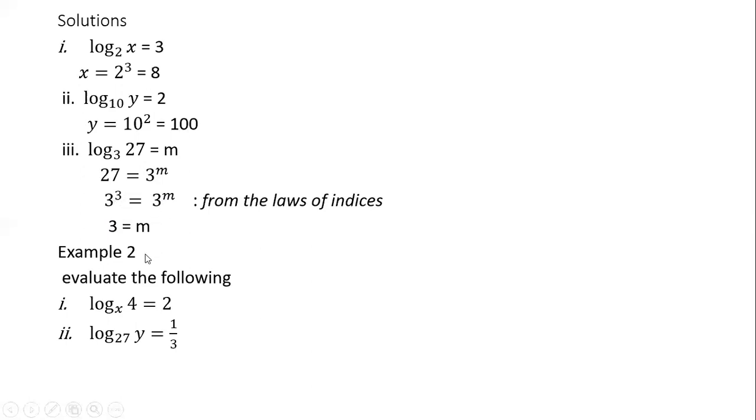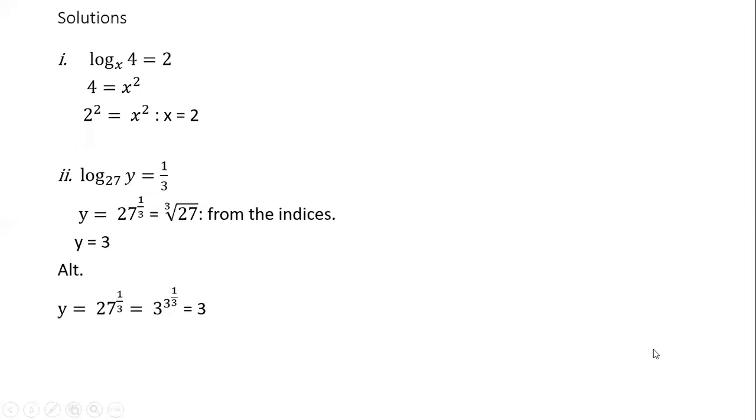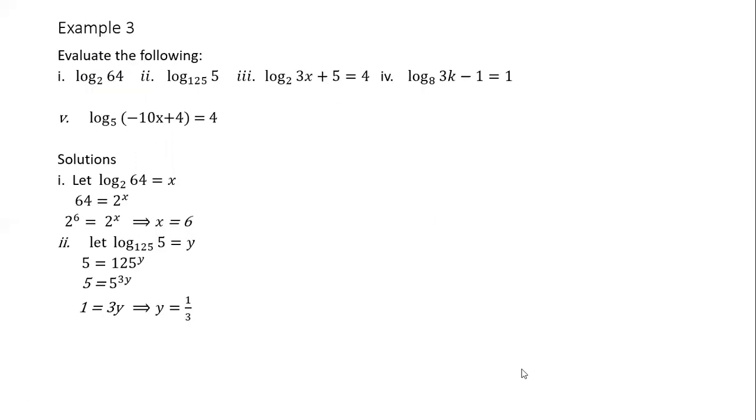Okay, let's see another example. Evaluate the following. One: log base x of 4 equal to 2. Two: log base 27 of y equal to 1 over 3. Let's look at the solutions. Log base x of 4 equal to 2. By sending the base to the right, it becomes 4 equals x squared. So we have moved away from log to indices. Now we look at this 4, and we can write it in exponent form as 2 power 2. So we have 4 equals 2 power 2.